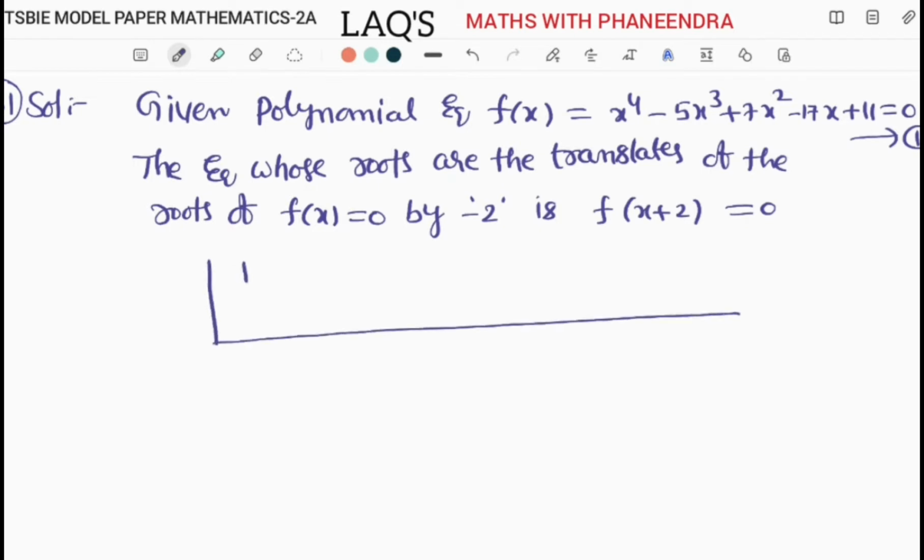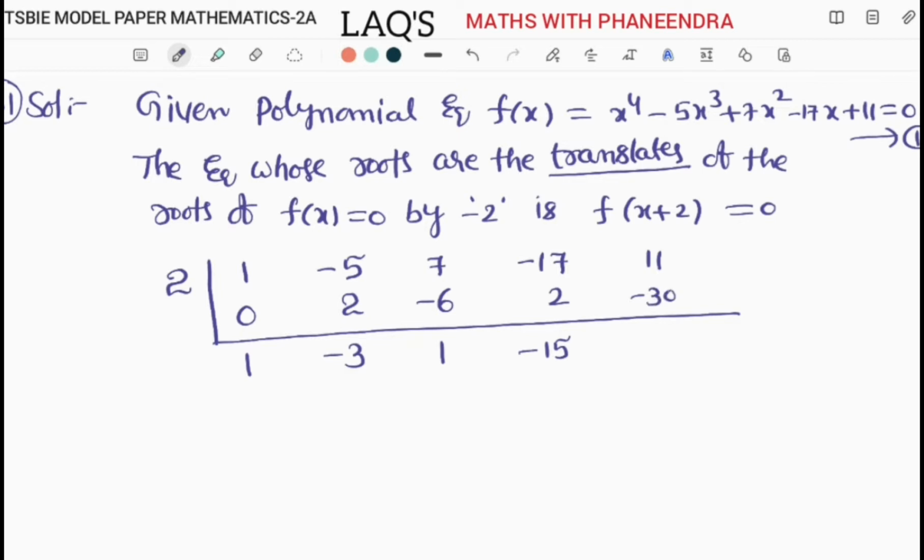First x power 4 coefficient here, next x power 3 coefficient, next x square coefficient, next x coefficient, after that constant. Here translating by minus 2 is there now. So whenever it is minus 2, here you can take as 2, like synthetic division we have to do that. 0, adding these, 1 plus 0 is 1, 1 into 2 is 2, adding minus 5 plus 2 that is minus 3, minus 3 into 2 is minus 6, 7 minus 6 is 1, 1 into 2 is 2, so minus 17 plus 2 is minus 15, minus 15 into 2 is minus 30. So adding minus 30 and plus 11, that is equal to minus 19. This we can take as the biquadratic equation, so it will take as A4.